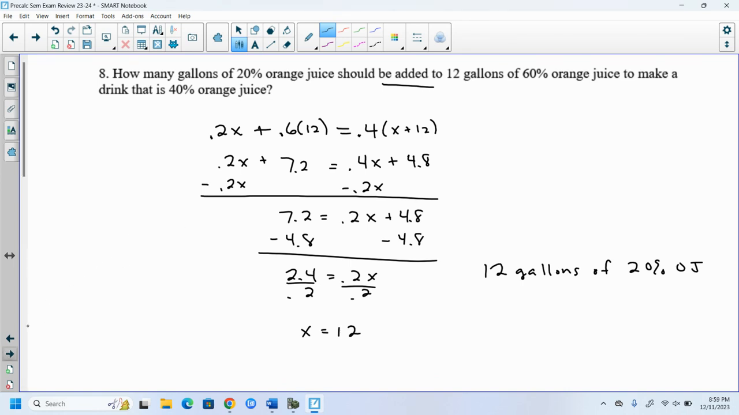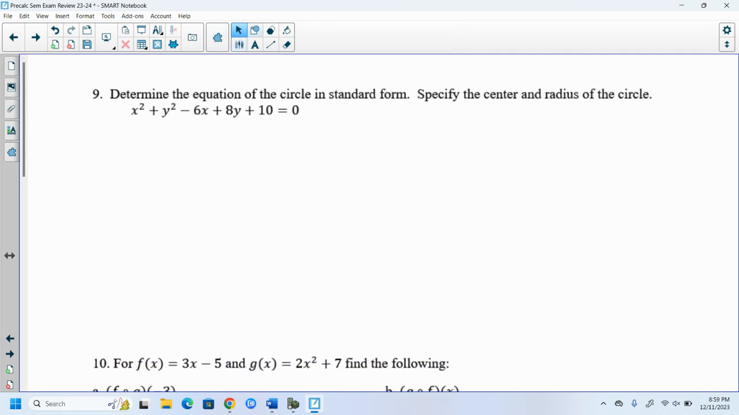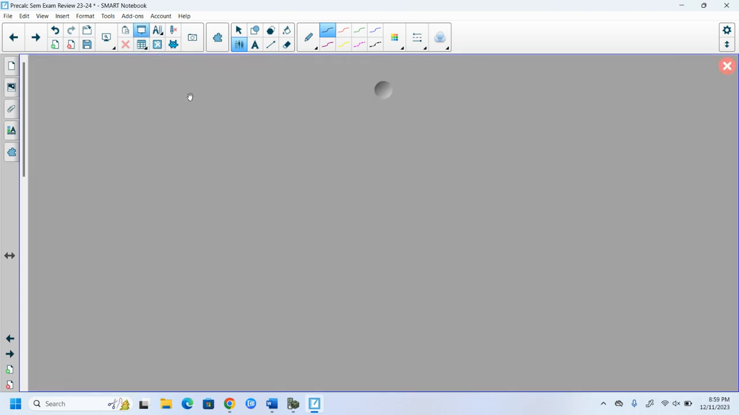Number 9. Determine the equation of a circle in standard form. Specify the center and radius. All right, for a circle, we just finished ellipses, hyperbolas, and parabolas. Circles is a form of a conic. Remember, though, that is x minus h squared plus y minus k squared equals r squared. This one does not equal 1. We can't have any constants in front of here, but we just equals a number. If it's not in this nice form, we're going to have to complete the square, which we've done multiple times.